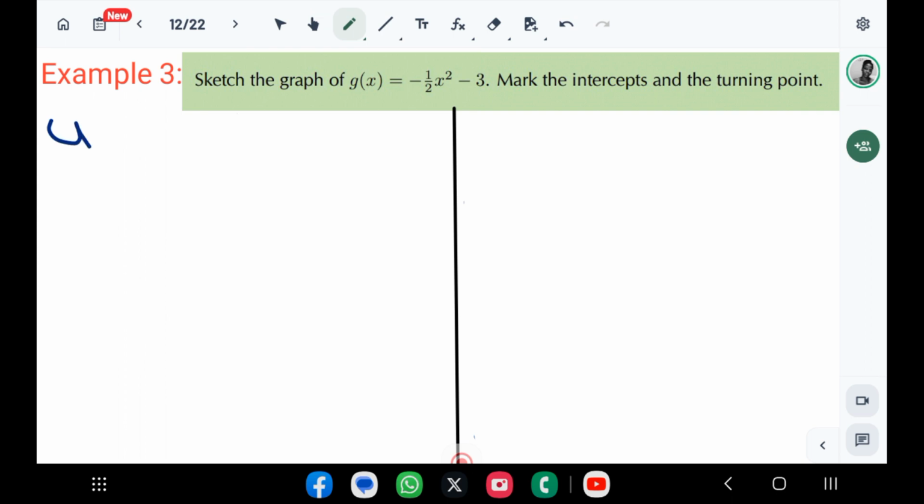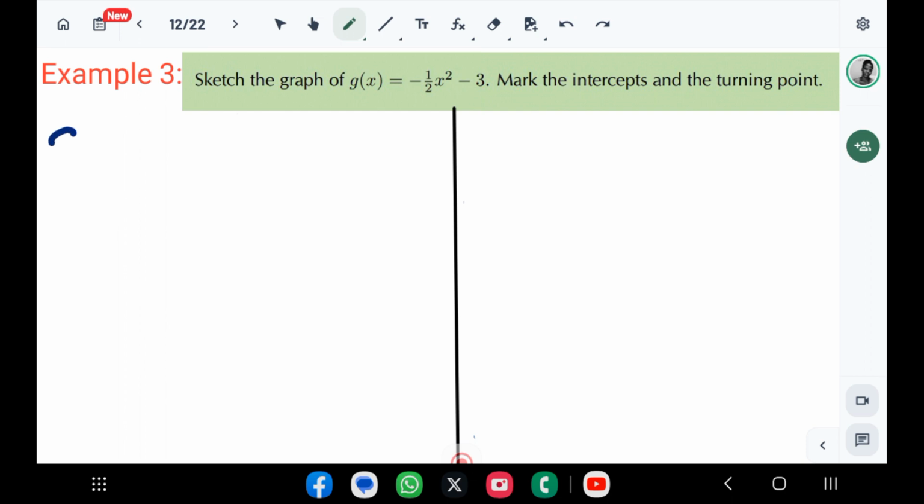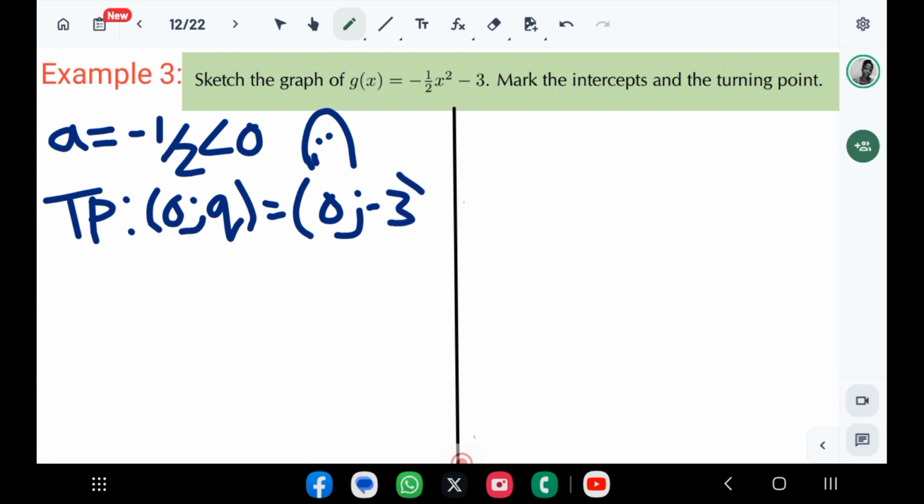a equals negative half, which is less than 0, meaning that your graph looks down. It's a frowny face. Your graph looks down. So what is the turning point going to be? The turning point is 0, q, which in this case is 0, negative 3. It looks down. It has a turning point at 0, negative 3. Okay, what's the y-intercept?